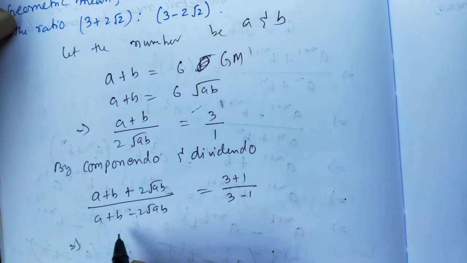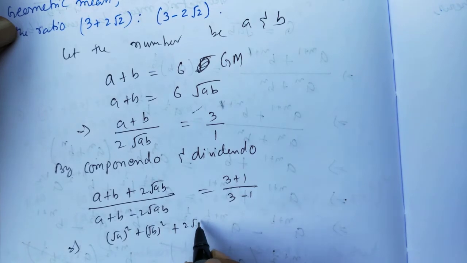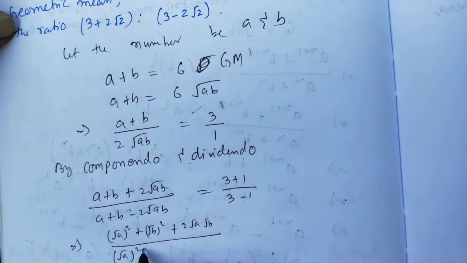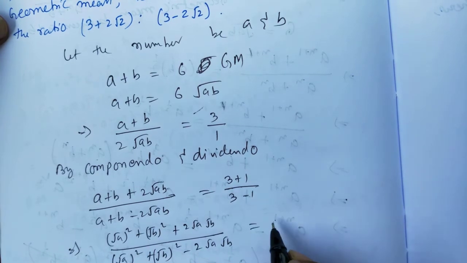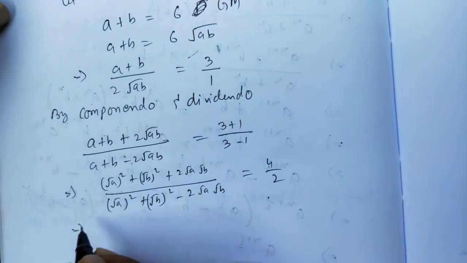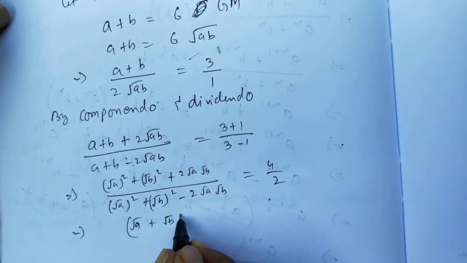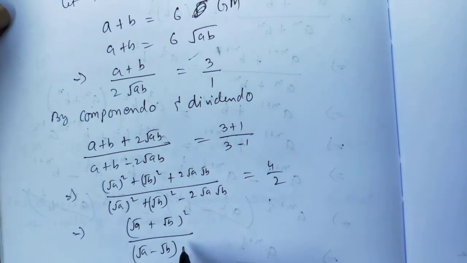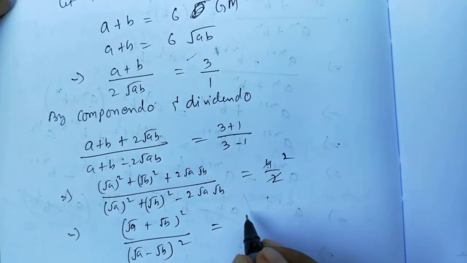So this I can make whole square. How? Root a whole square plus root b whole square plus 2 root a root b. Downside also, root a whole square plus root b whole square minus 2 root a root b equal to 4 by 2. So this is nothing but root a plus root b whole square, and here root a minus root b whole square equal to, if we cancel, we're getting 2 by 1.